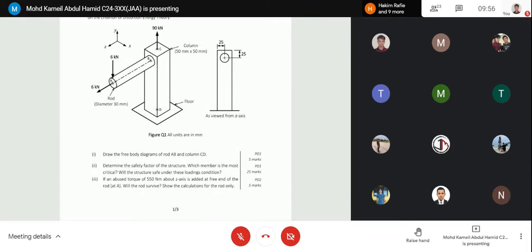Okay, now once you identify the forces and moment, now we have to calculate what is the forces and moment at that point. Okay, tengok which one is critical. Kemudian you are going to calculate, find what is the safety factor of that structure. Kemudian compare lah dengan given ni. Tak bagi. So determine berapa safety factor dia.